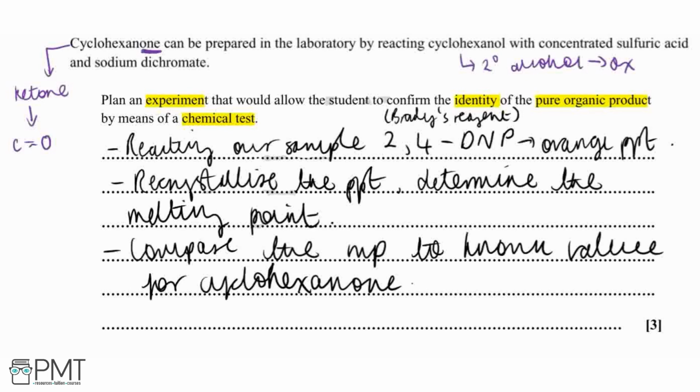And we could get this known value from a textbook, or we could look it up online from a reliable website. And in order to get the 3 marks for this question, the first mark was for mentioning that we're going to react our sample with 2,4-dinitrophenylhydrazine, and they would also accept if you put down 2,4-DNP or if you put down Brady's reagent. The second mark is for saying that we need to then recrystallize our precipitate and determine the melting point. So you need to have both of these points in order to get that second mark. And then the third and final mark is for stating that we need to then compare our melting point to a known value or a known library for cyclohexanone.